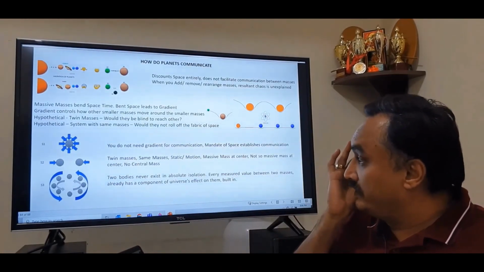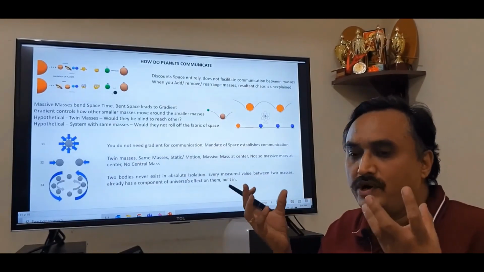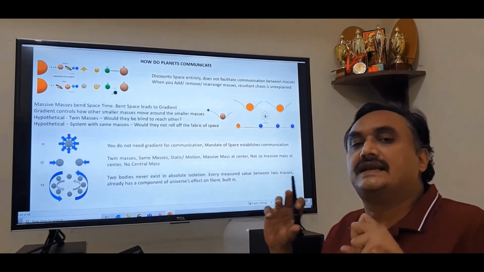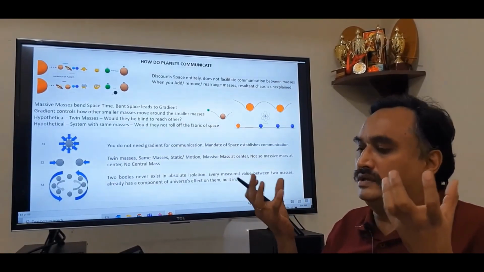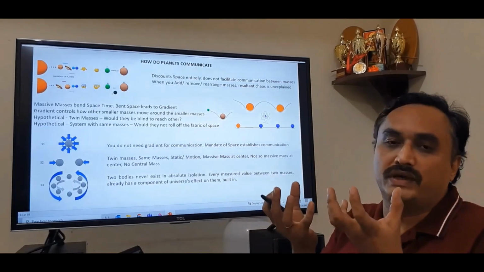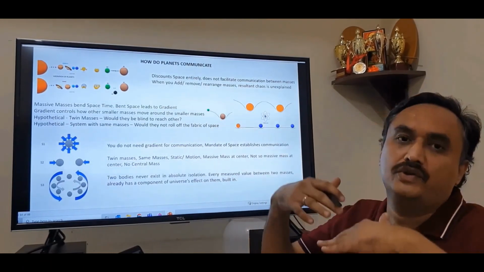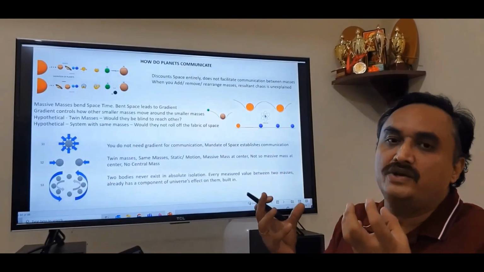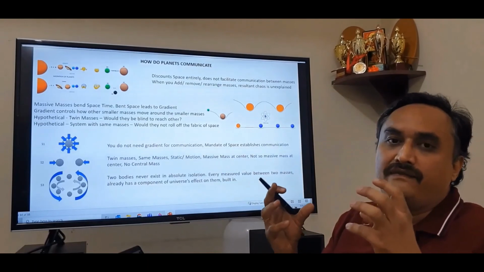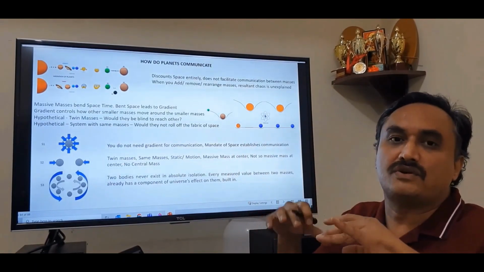effects. And one thing that we should understand here is that two bodies, whichever bodies that you take, they never exist in isolation in the universe. Whenever you measure a value that these two masses are coming together, you cannot discount the effect of the universe on these two masses. The measured values have a component which has the effect of the universe already built in.